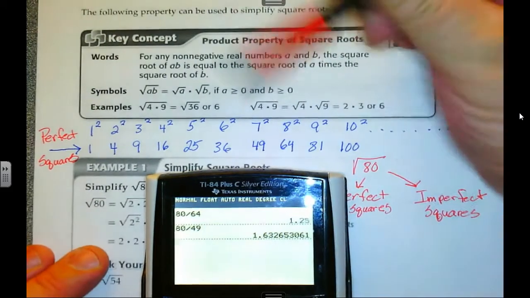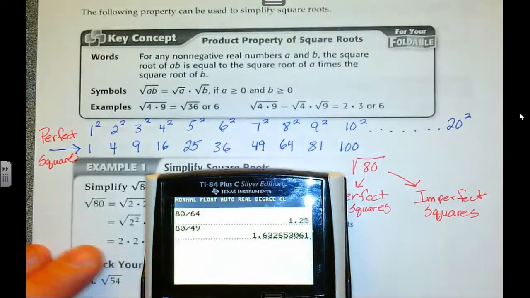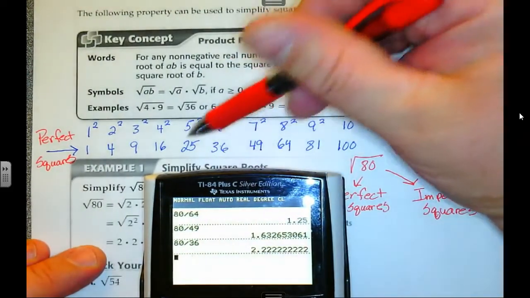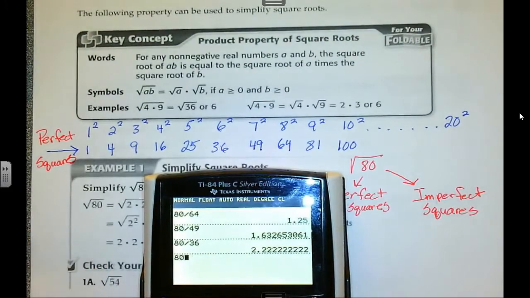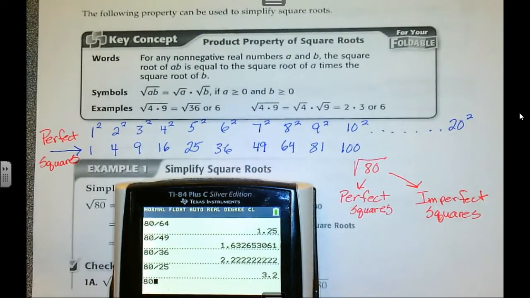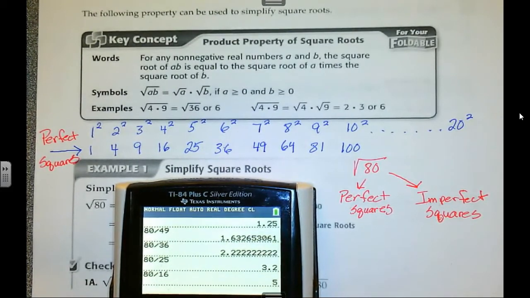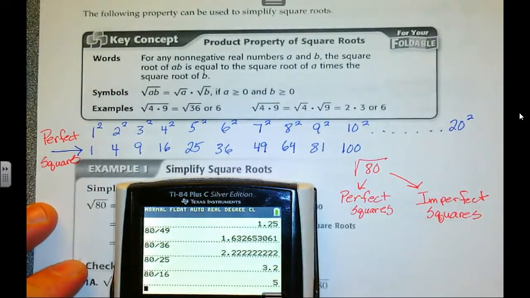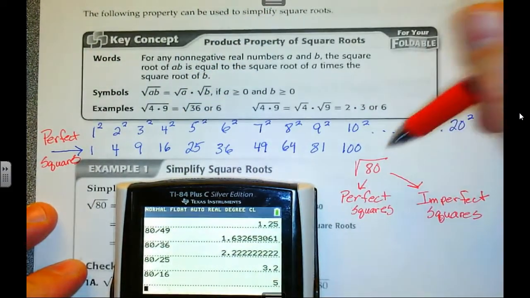Keep going down on my perfect squares. 36, 80 divided by 36, another decimal. I'm going to try 25, 80 divided by 25, another decimal. 80 divided by the next one down, 16. Hit enter, and I get the whole number 5. So 16 is the largest perfect square that goes into 80.